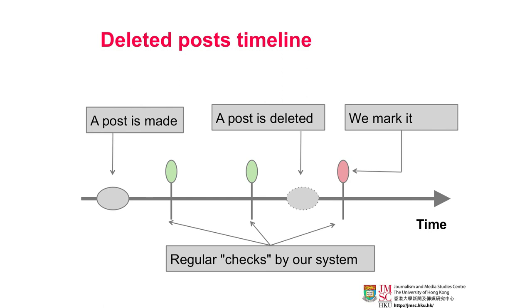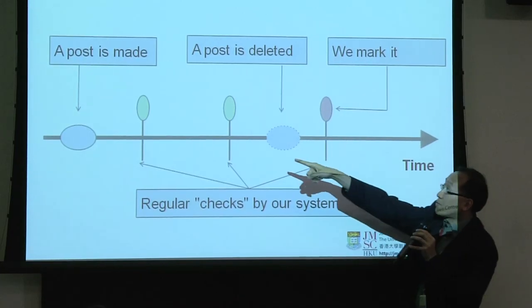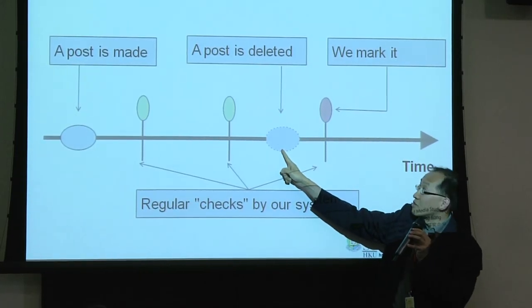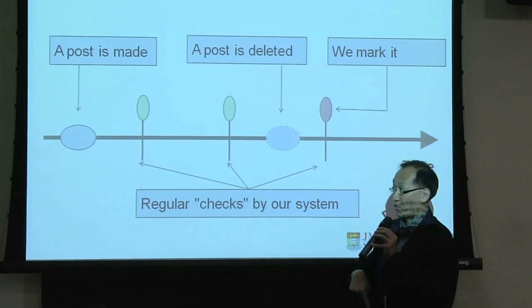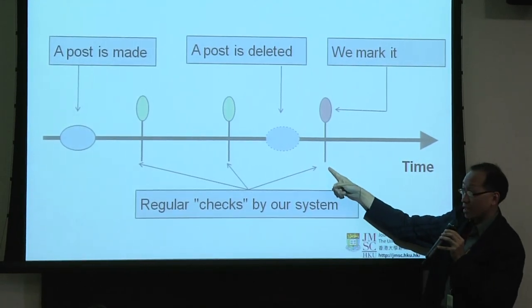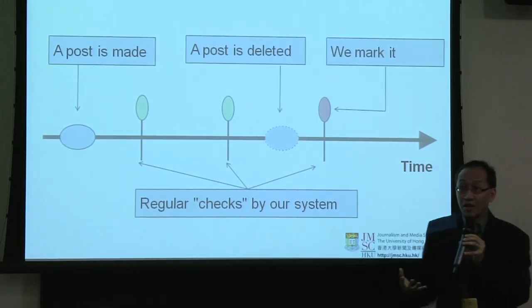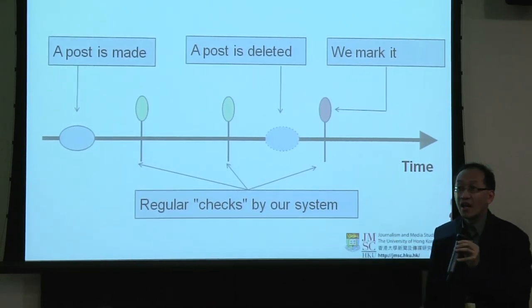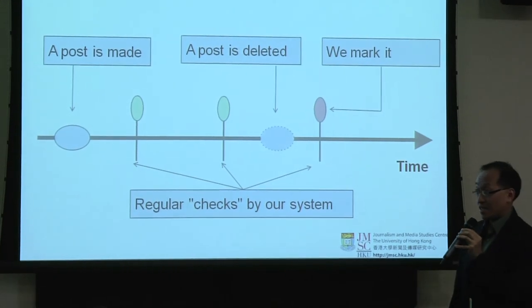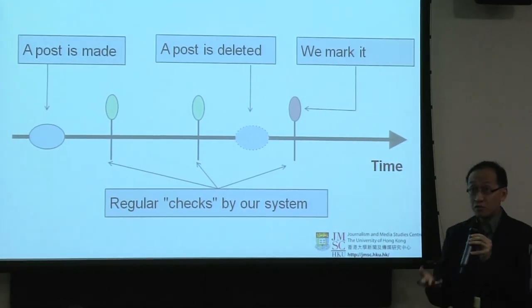This is a timeline. Let me explain in more detail. For example, a post is made now. This is what we do in the regular data collection. For example, the post is deleted at this point in time. That means at an earlier point we got a copy of that message and stored it on our server. But at the next regular check, we find that it has disappeared. We can detect it this time, so we mark it as a deleted message based on this system. But as you know, this is not perfect.